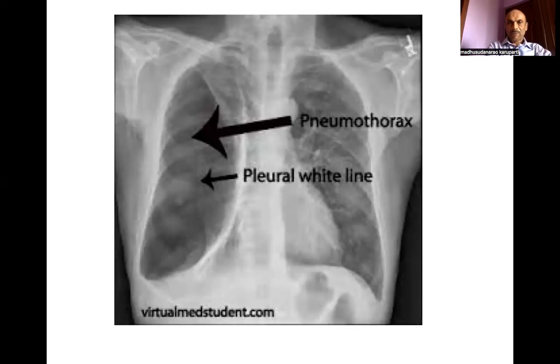Look at this picture. This is the X-ray chest. You'll see here there is pneumothorax on the right side of the chest. There is a pleural white line, which reflects the pushed in fold of the pleural membrane. This is the air in the pleural cavity indicating pneumothorax.